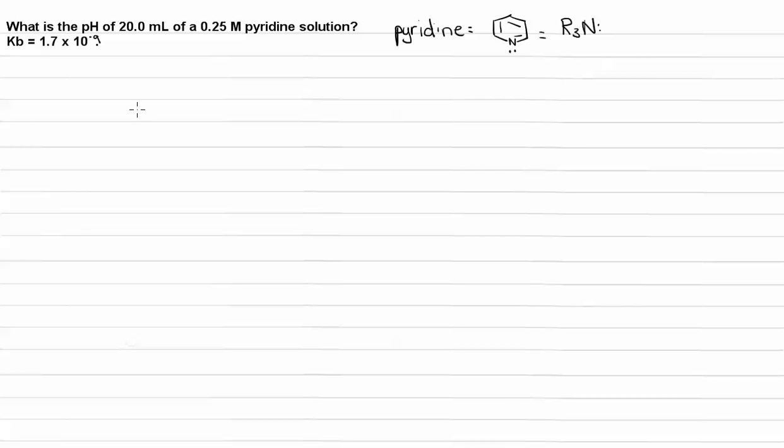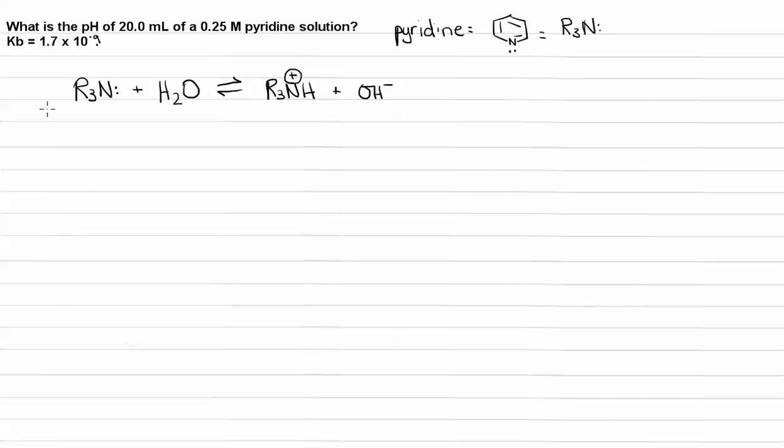We're going to put pyridine, R3N generically, into water. We've already determined that it is a base. It's going to pull protons off. So let's predict the products of this reaction. When R3N pulls a proton off of water, you're going to get R3NH+. That is the conjugate acid of pyridine R3N. When water donates its proton to pyridine, you're left with hydroxide.